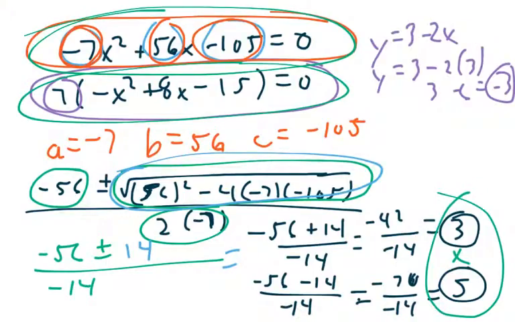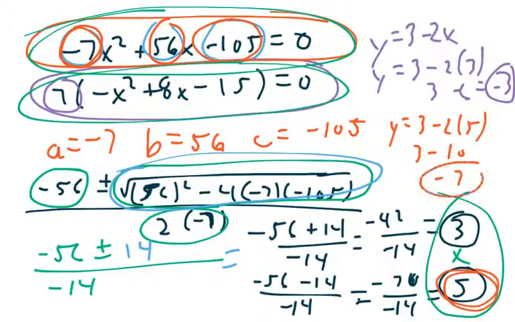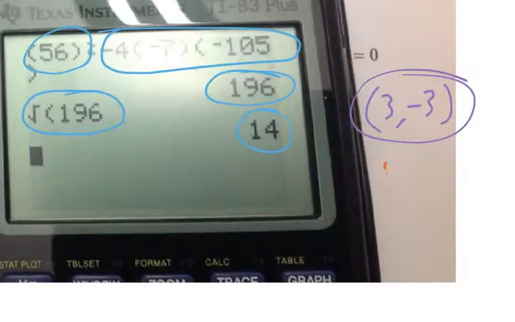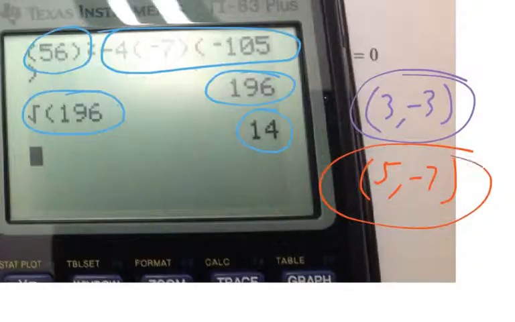Let's see what else. I guess I better use a different color. Let's try red here. Now I'm going to try the 5 there, guys. So I know y would be 3 minus 2 times 5. So I get 3 minus 10, which is negative 7, correct? So what we just figured out is that when x is 5, y is negative 7. So here's my two solutions, guys.